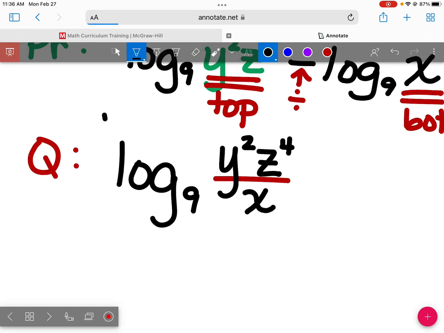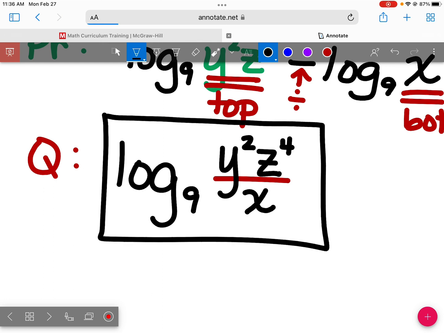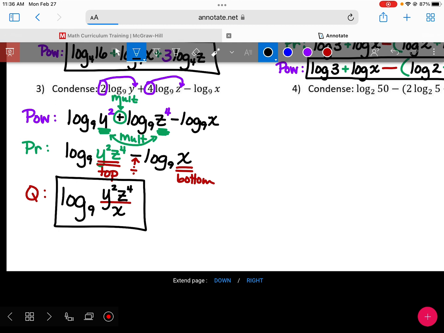I have a question. Yes, sir. Is it wrong if you do log on top, log on bottom? Yes. If you have a log on top and a log on bottom, that is incorrect. It has a very different meaning. We'll talk probably tomorrow about what it means when you have a log on top and on bottom. When you are fully condensed, there should be only one log left.